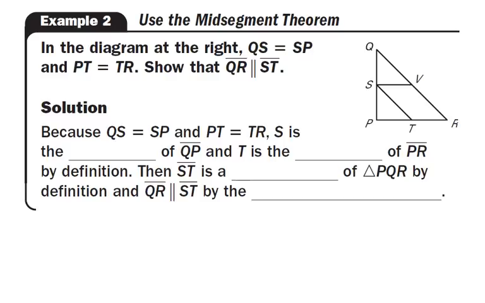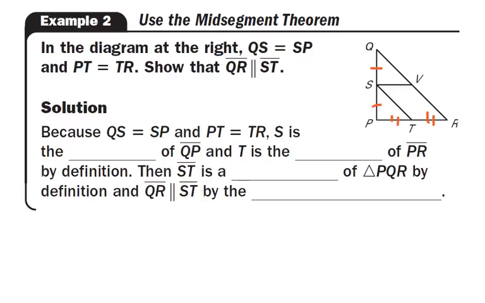All right, another example, example 2. In the diagram at the right, QS is equal to SP, so we know those are congruent, and PT is congruent to TR. So ST is a mid-segment. Show that QR is parallel to ST.